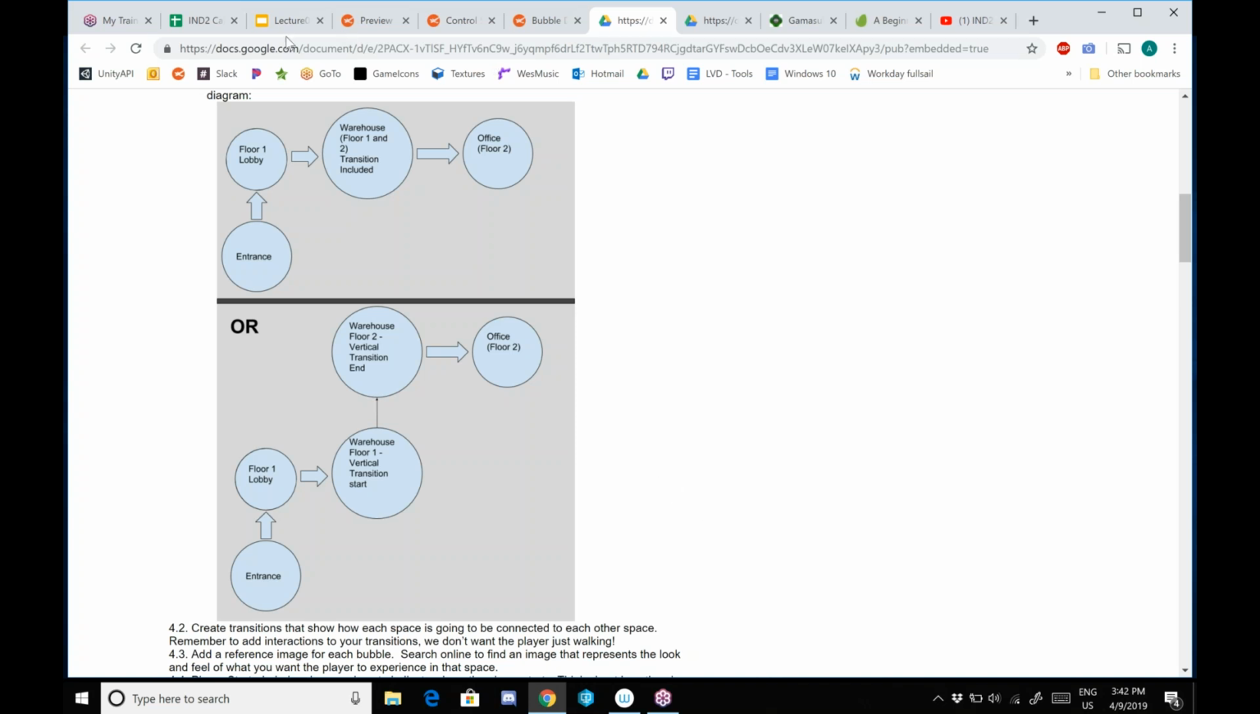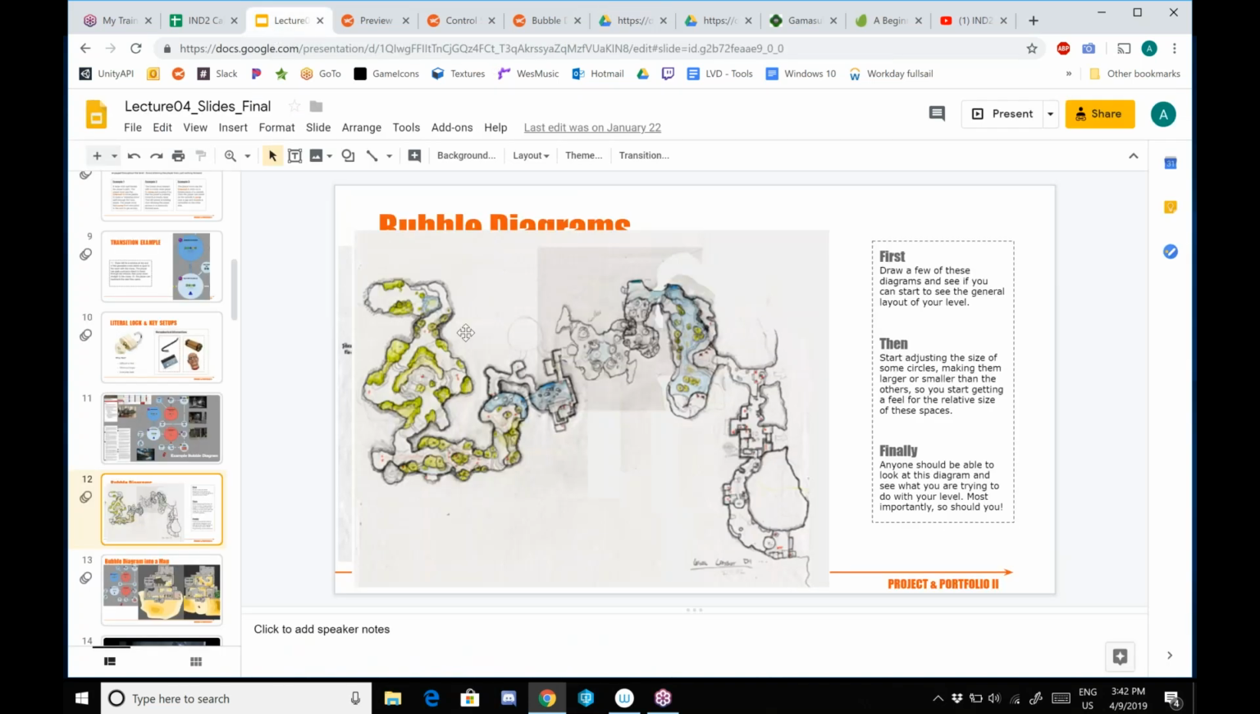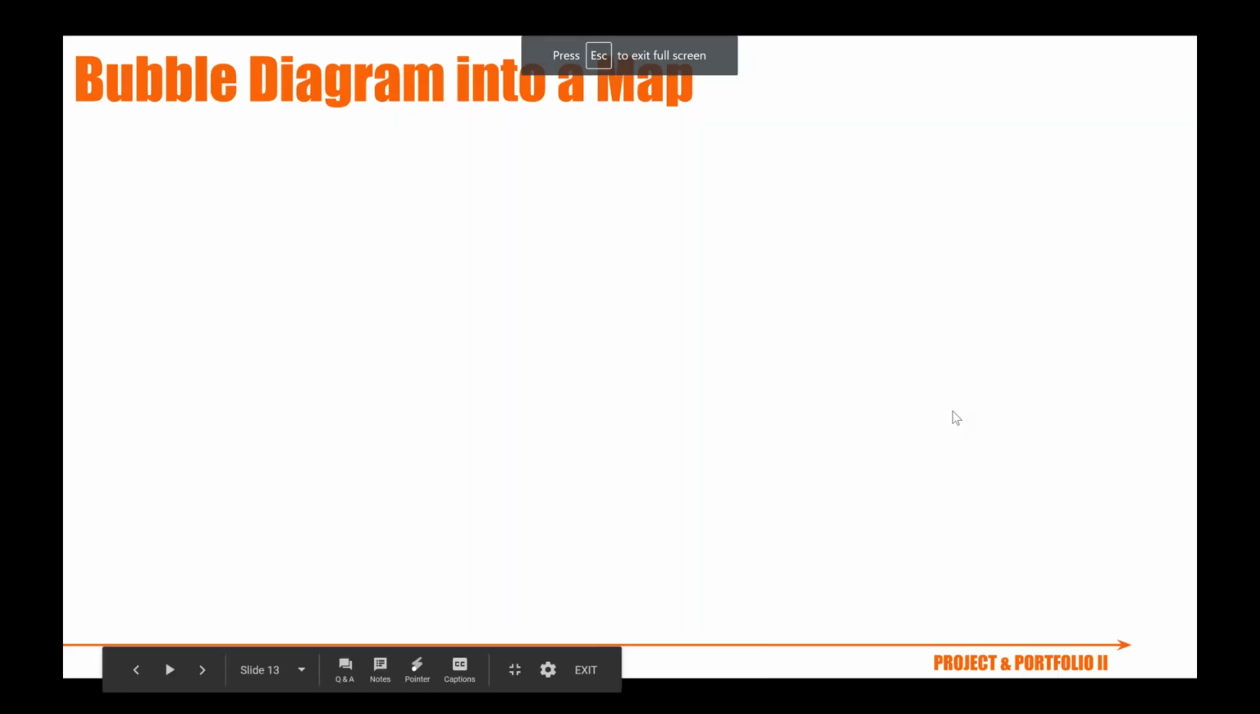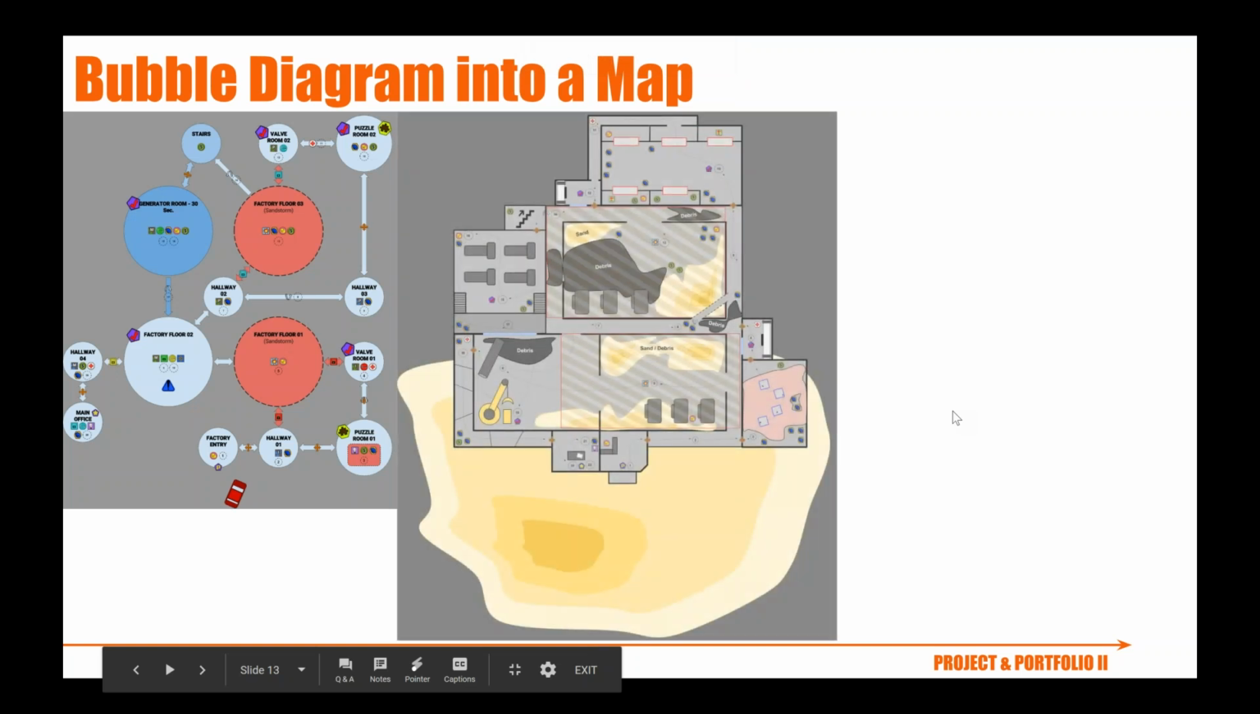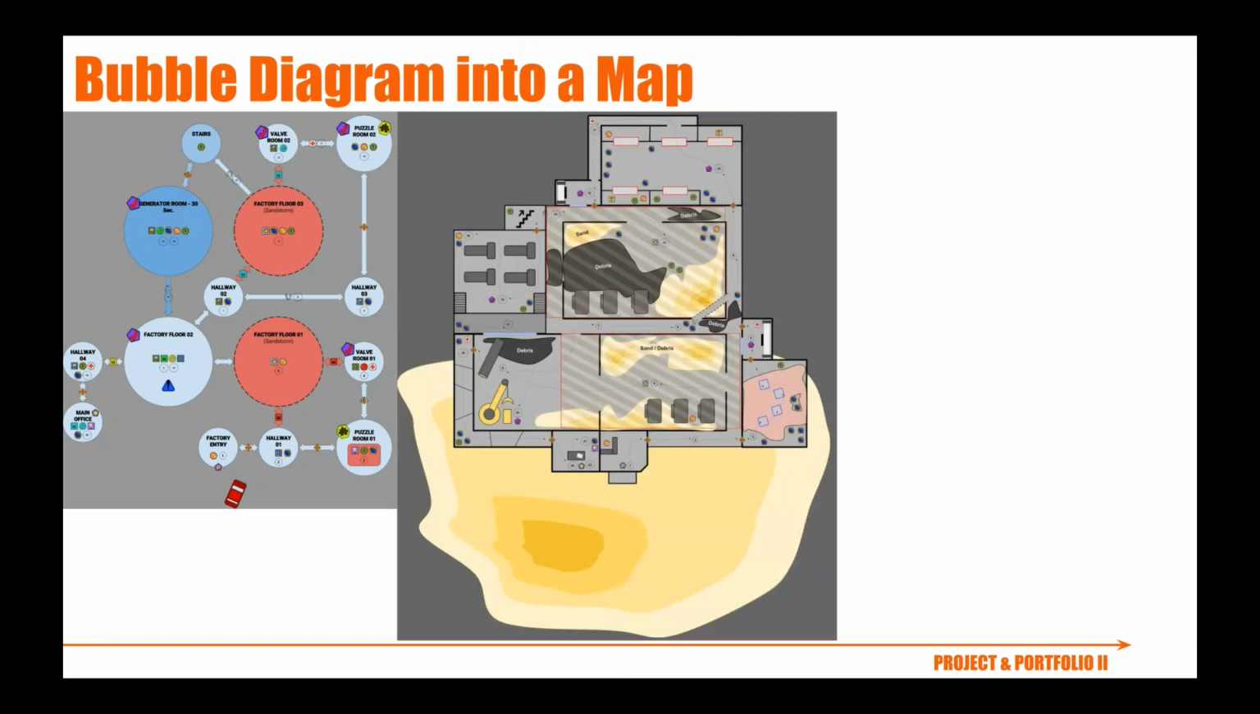So I do challenge everybody to have some type of vertical element in their bubble diagram. It's definitely a good skill to practice, as well as can help you start to visualize your level, and will make the level a bit more interesting.